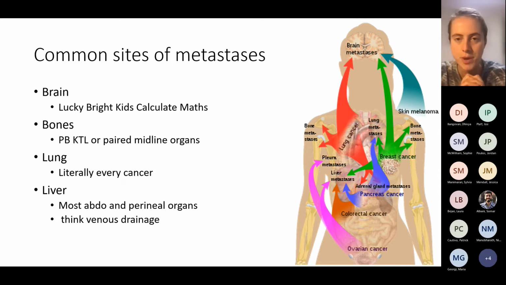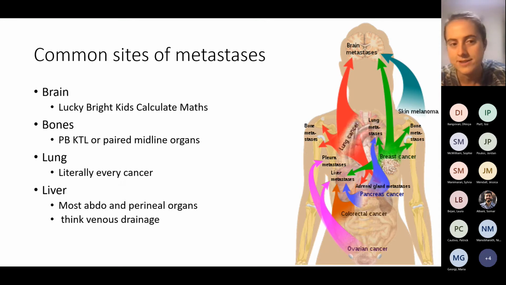And does anyone know bones? Does anyone have a way of remembering which cancers metastasize to bone? It's just important to know these because Mets in both the brain and the bones are much more common than primary cancers. Yeah, BLTKP. I remember it as lead kettle, so PBKTL, but it's exactly the same as your one. Other people do pair midline organs.